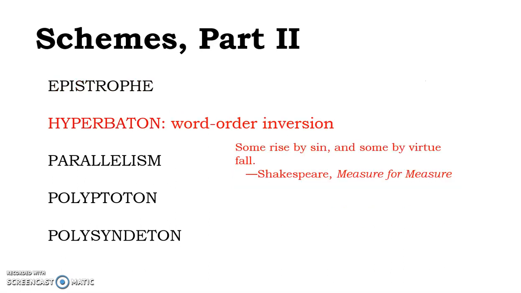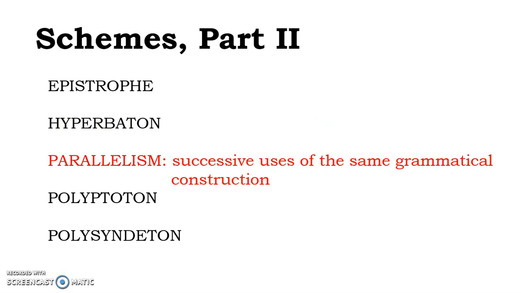Hyperbaton, word order inversion. Some rise by sin and some by virtue fall. We would expect in that second clause to get some fall by virtue, but we have an inversion of word order there, in this line from Measure for Measure.